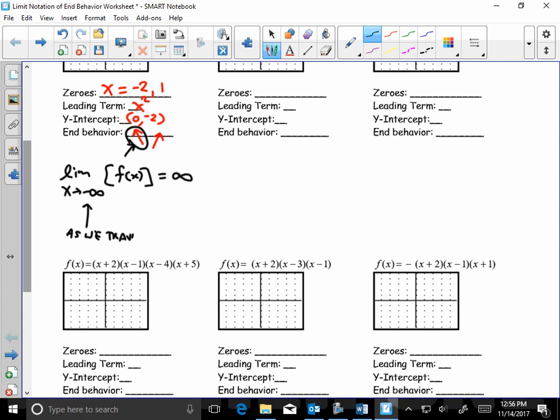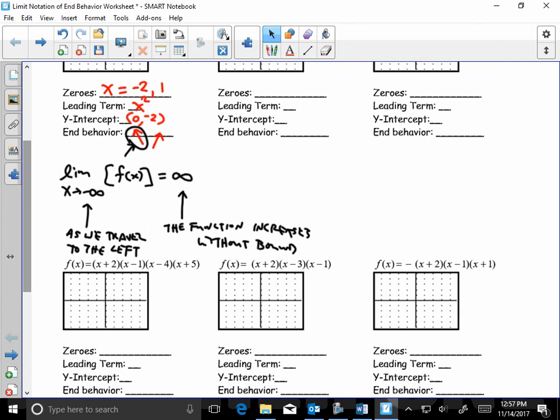travel to the left, and this right here means the function increases without bound. All right, so let's see. That's our left end behavior.